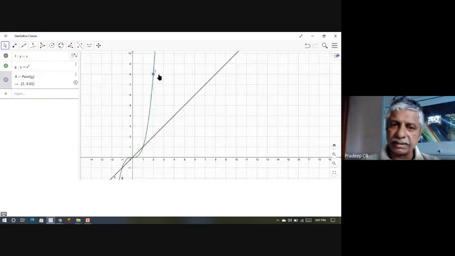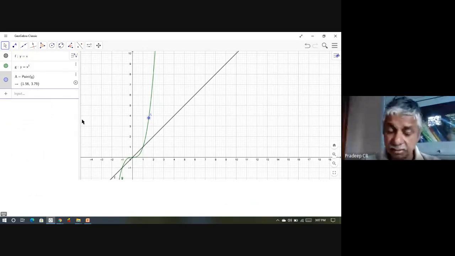See here, for example, when x coordinate is 2, y coordinate is 8, as expected. Here it's showing me approximately, but we know that if x is 2, y is 8. So when x is 1, y is 1. That is easy to see. Similarly, if x is 1.5, then y, 1.5 cube, should be some 3 point something. Okay, doesn't matter. What I'm trying to tell you is change in x and change in y, I want to capture that. That's what I want to do.